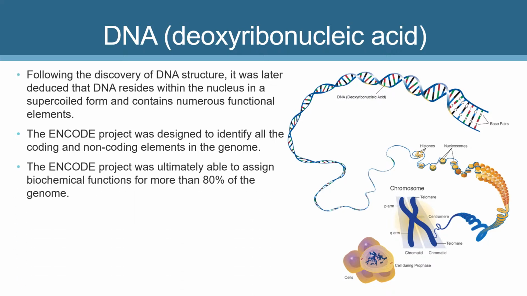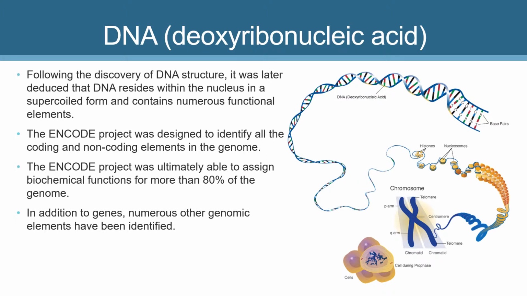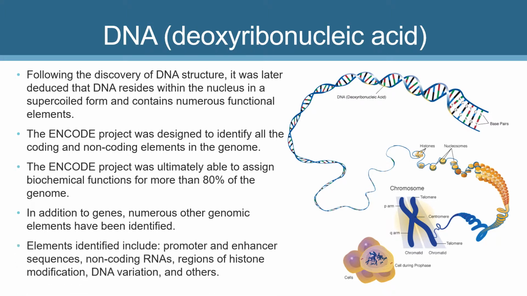While it was originally thought that all non-coding DNA sequence in the genome was just junk, the ENCODE project was ultimately able to assign biochemical functions for more than 80% of the genome. In addition to genes, numerous other genomic elements had been identified. Elements identified include promoter and enhancer sequences, non-coding RNAs, regions of histone modification, and DNA variation, and others.